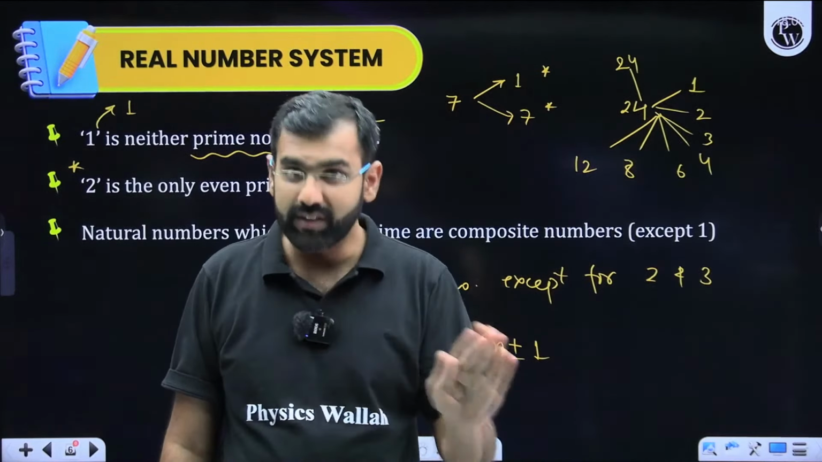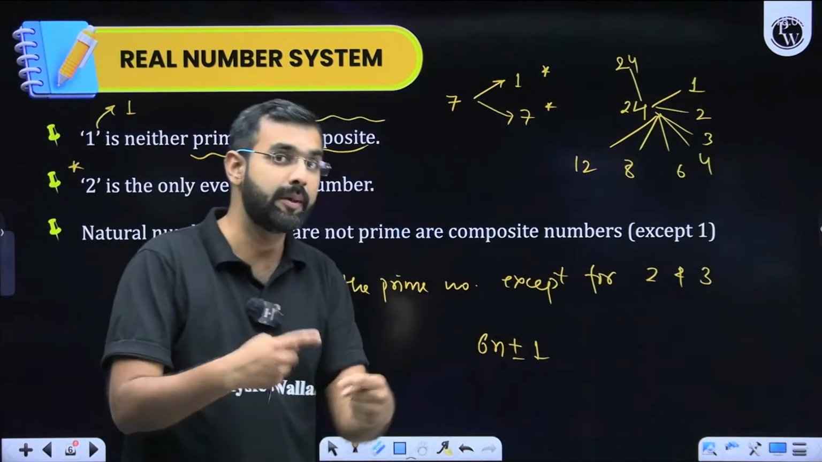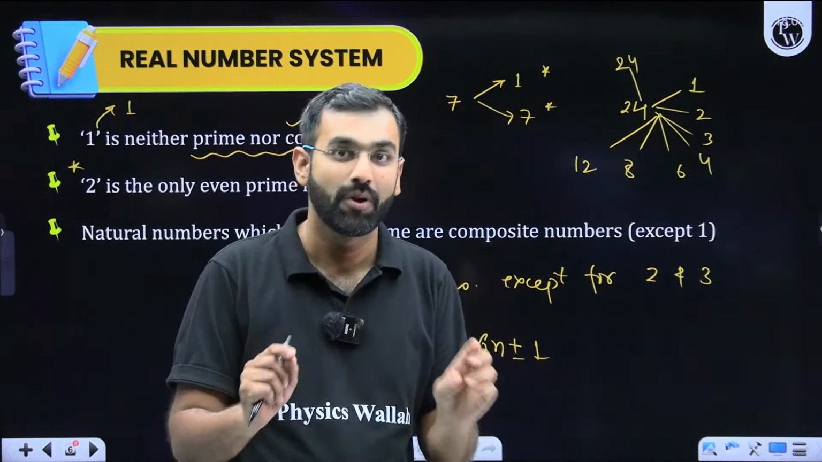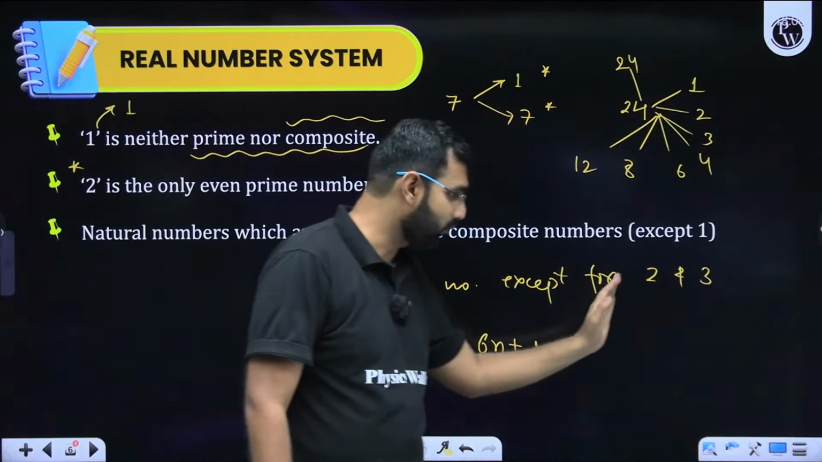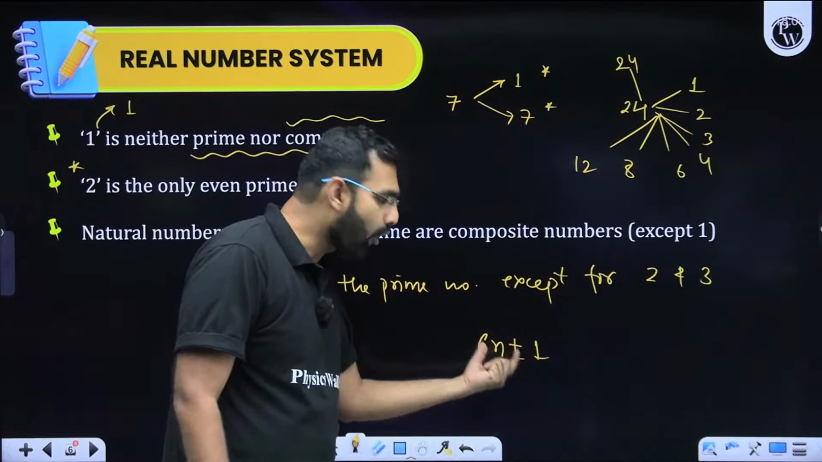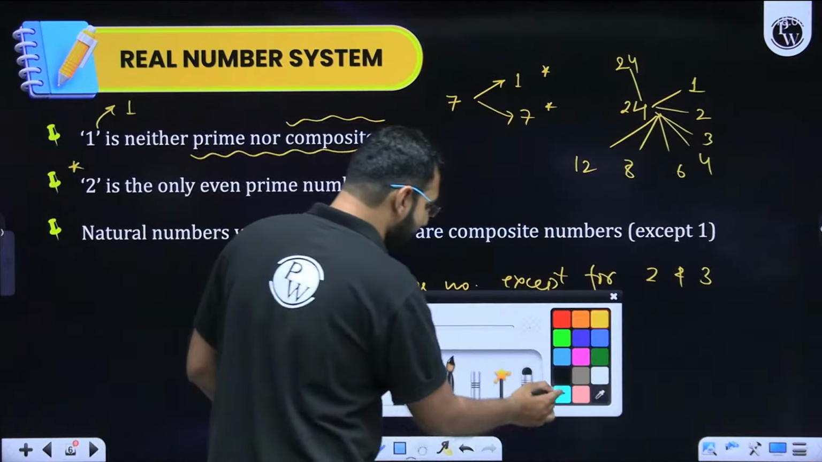What I have not said is that all the numbers of this category will be prime. No, I did not say so. What I'm saying is, if any prime number is there, except for 2 and 3 of course, then it will fall under the category 6n plus minus 1.